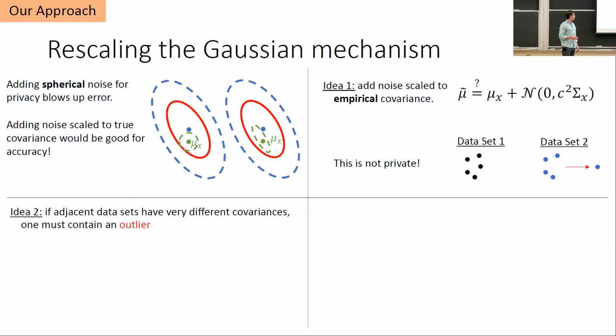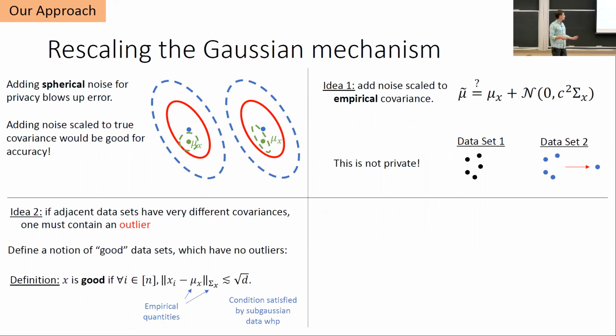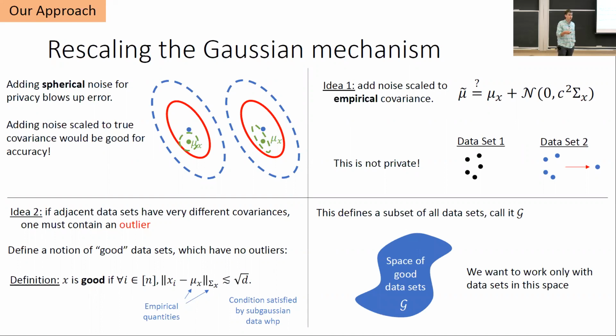So the next idea you might have is that if adjacent data sets do have very different empirical covariances, then one must contain an outlier. And so we formalize this with a notion of good data sets, which have no outliers. We'll call a data set X good if for all data points i in the set, their Mahalanobis distance with respect to the empirical mean and empirical covariance of that set is at most roughly root d. This is satisfied by Gaussian data with high probability, sub-Gaussian data with high probability. So this definition gives us some subset of all data sets, which we'll just call G. And in our algorithm, we want to work only with data sets in this space.